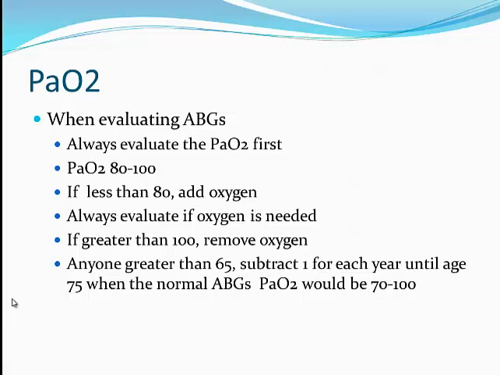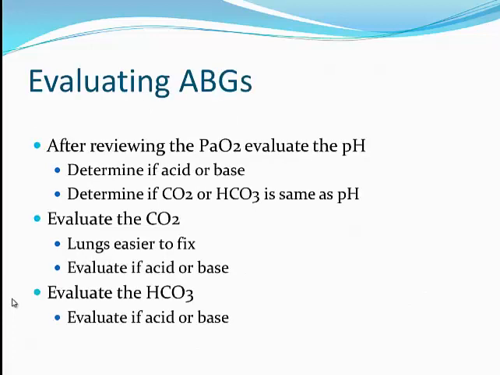Anyone over the age of 65, you're going to want to subtract 1 for each year until 75 when the normal ABGs PaO2 would be 70 to 100. So if they're 66, 79 to 100 would be normal. From the age of 75 on, 70 to 100 is normal. After reviewing the PaO2, you'll go to evaluate the pH.